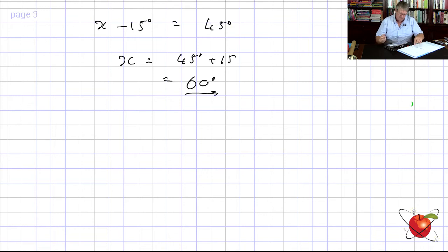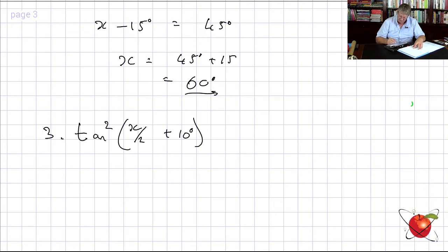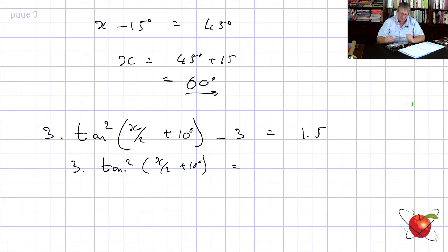Okay. Look at this one. Let's go through this one together. 3 times, remember, tan squared of x over 2 plus 10 degrees minus 3 is equal to minus 1.5. All right. Let's go through it. What am I going to do first? The first step is I'm going to take the number to the other side, correct? So we're saying 3 tan squared of x over 2 plus 10 degrees is equal to, okay, oh, that was a minus 1.5. So that's going to give us 1.5.